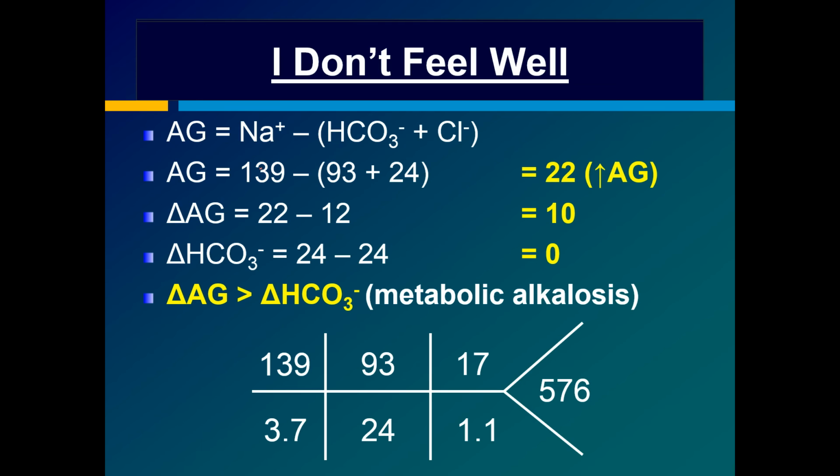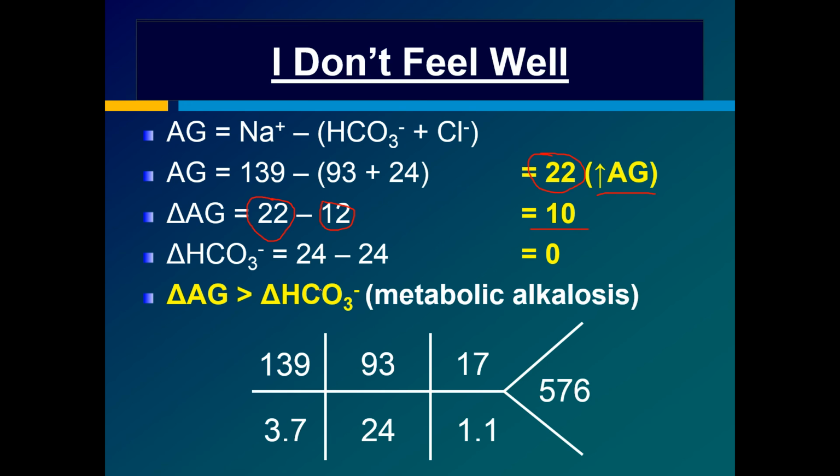Let's look at his anion gap. It's 139. His chloride's 93. His bicarbonate's 24. Now his anion gap, when you figure it out, is 22. It's still elevated, and that will tell you absolutely that this person has an increased anion gap metabolic acidosis solely because that anion gap's 22. So when we figure out the delta anion gap, it's 22 right now. We take away the normal value, which is 12, and we're left with the delta anion gap being 10.